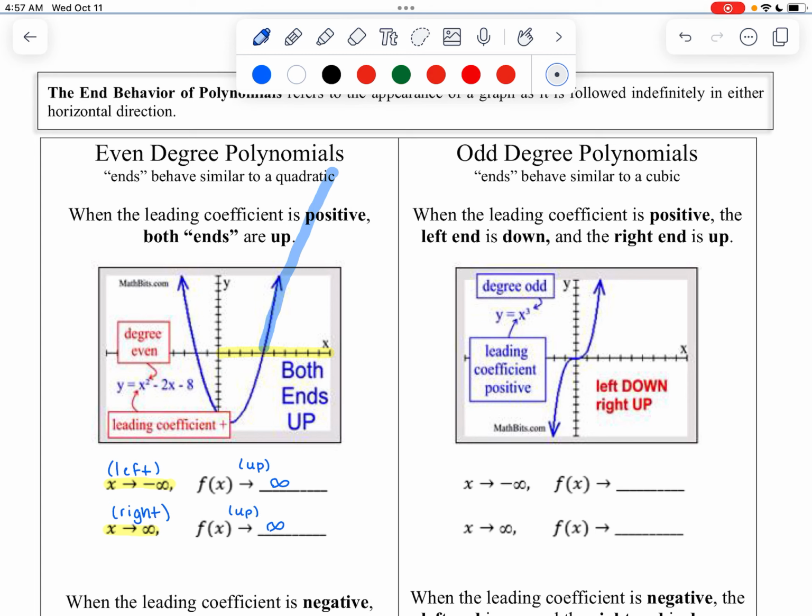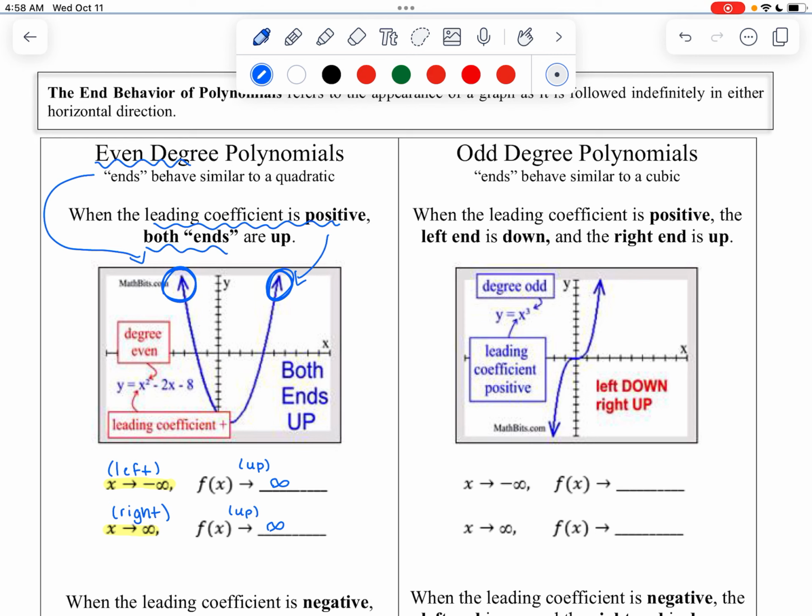For any even degree polynomial, which is what this quadratic represents, this parabola, we have even degree and a leading coefficient that is positive. That's going to end up with both ends going up. If you recall from yesterday, a positive leading coefficient really relates to the right side. So if it's positive, the right side is going to go up. And the even degree tells us that both ends are going to go in the same direction. So if the right side goes up, the left side goes up.